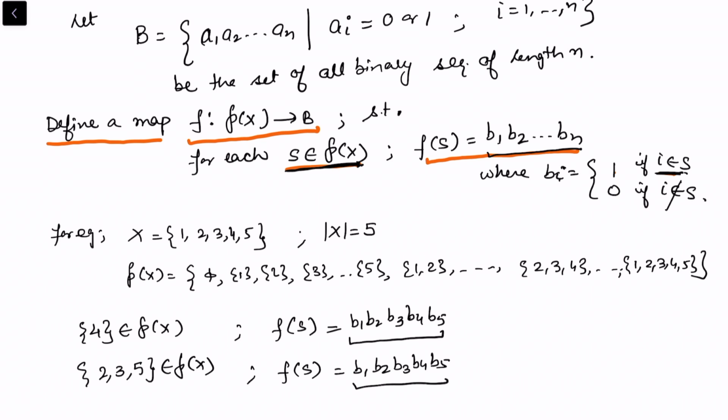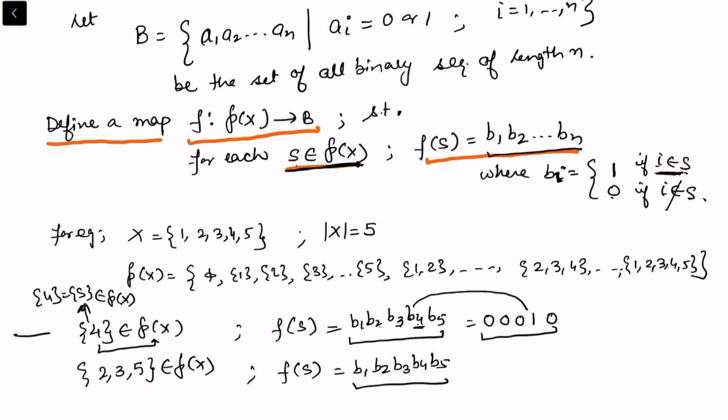Now we have defined Bi. Look at the subscript i. If i belongs to S, this value is 1. If i does not belong, this value is 0. So we say here B1, B2, B3, B4. Now 4 belongs to the set S. This is the set S that we are considering, and this is an element in the power set of X. So 4 definitely belongs to S, which means B4 will be 1 and all the other values will be 0. So 0, 0, 0, 1, 0. This is the binary sequence corresponding to this case.